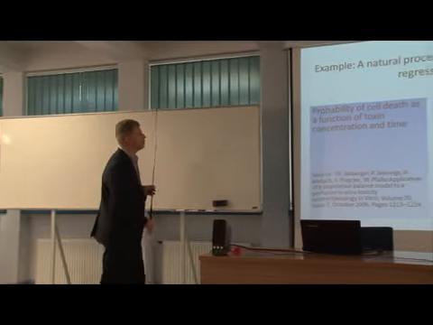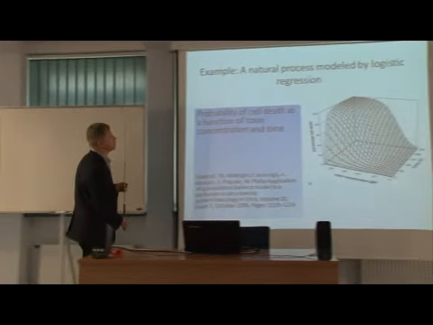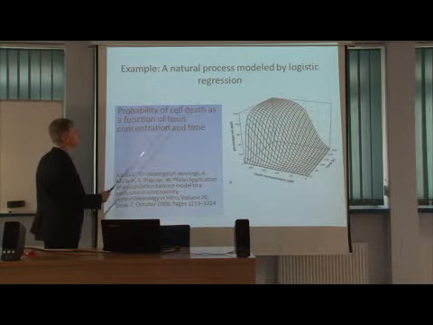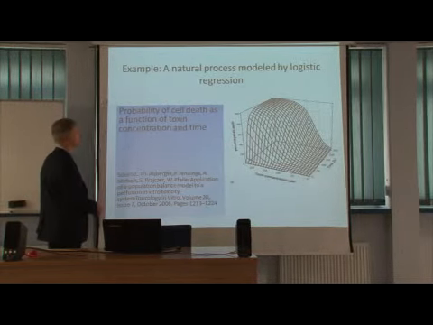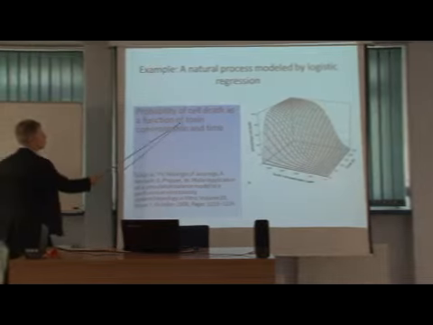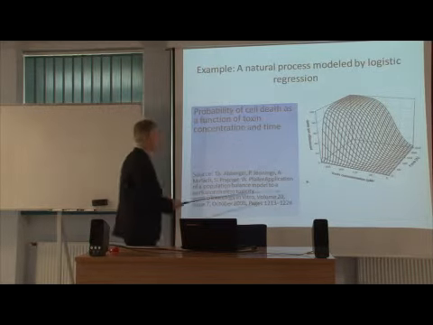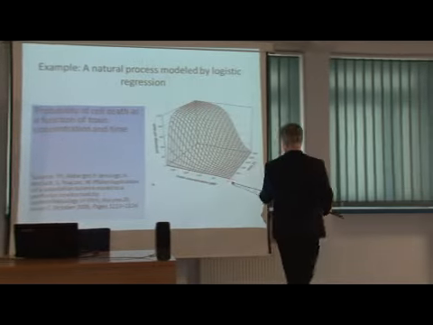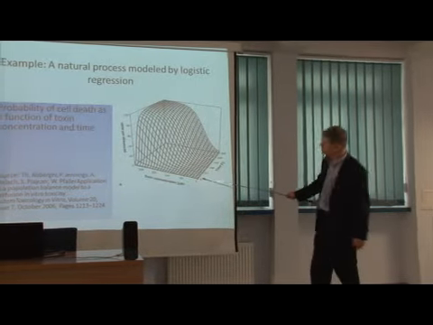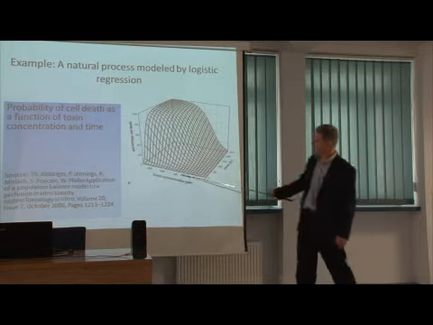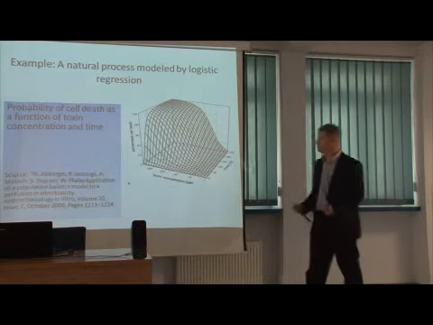All right. So here is a logistic regression in more than one dimension. Here we have a surface, and the process that's modeled by this logistic regression is not answering questions, but the probability of cell death as a function of toxin concentration and time. We have two axes here. One is time, in hours, so this goes this way. Here we have the toxin concentration.